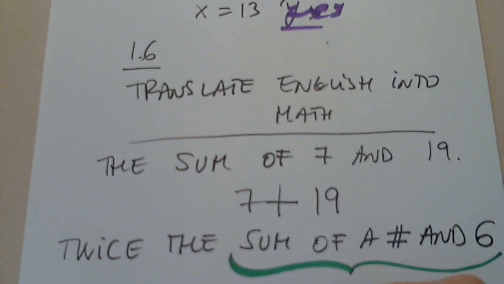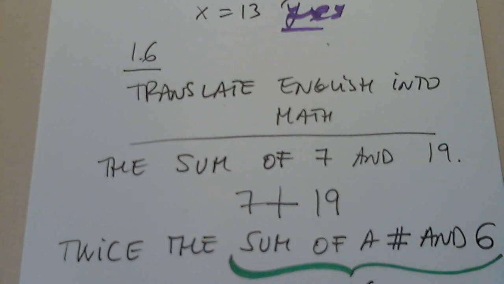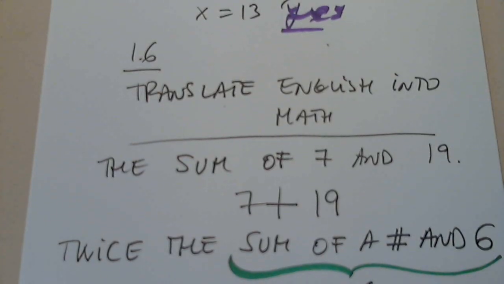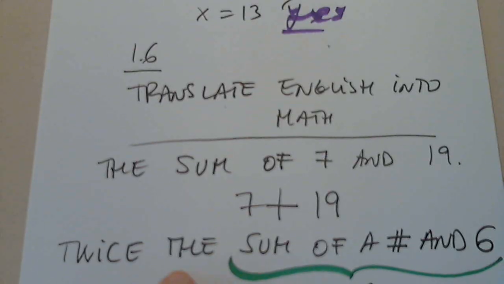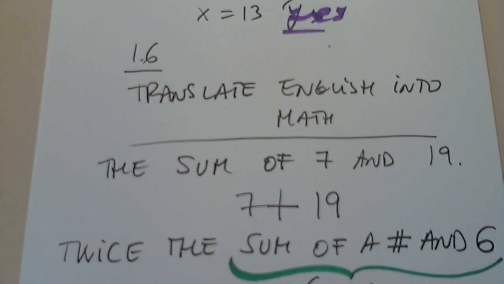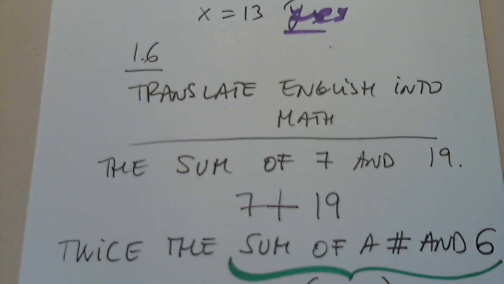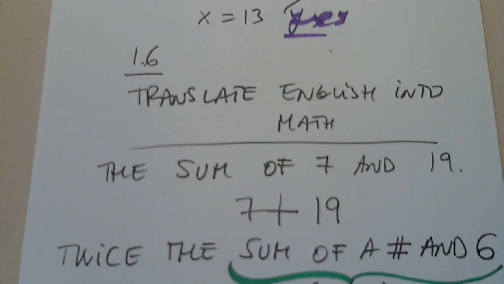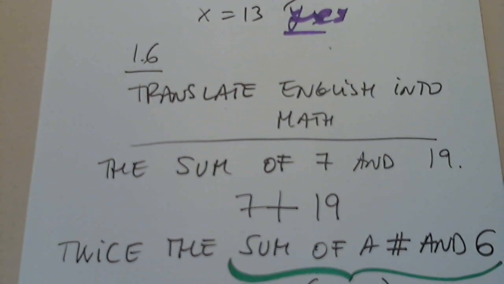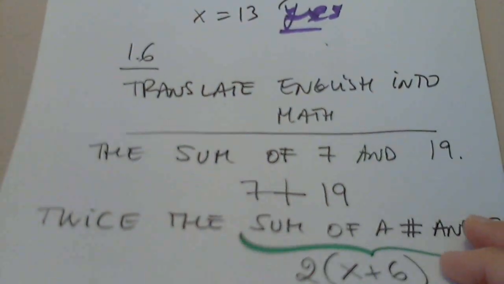Good. So this is indeed x plus 6. The sum of a number and 6. Twice that, yes, if you do not use parentheses, that would not be correct. Good. So, twice what? The sum of a number and 6. Good. Any questions on this?